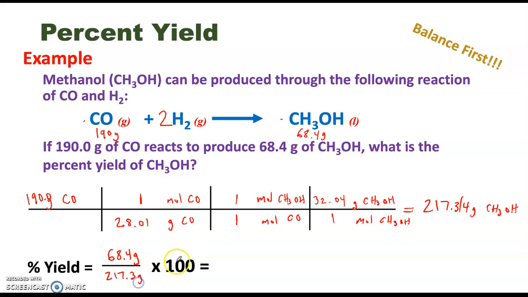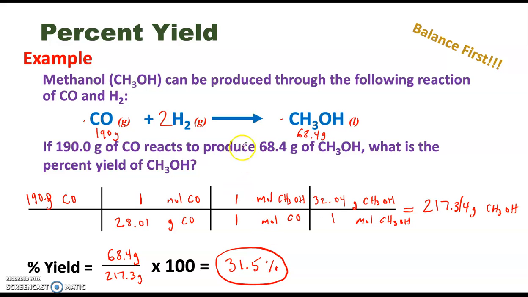217.3 grams. And at this point, I need to do a little bit of division. 68.4 divided by 217.3 times 100. And it is 31.5. I've got to go to 3 sig figs. 31.5% is my yield.